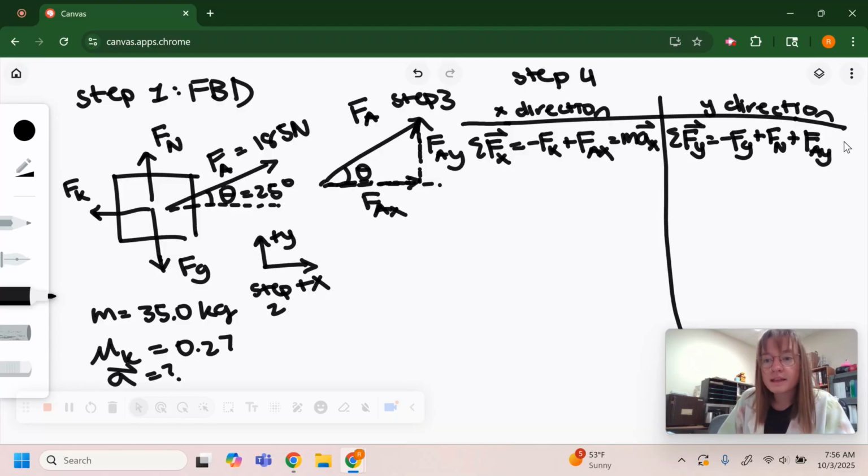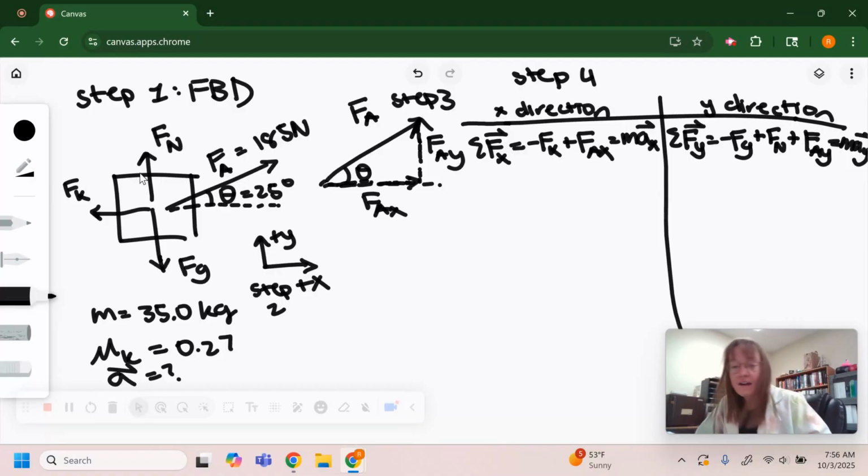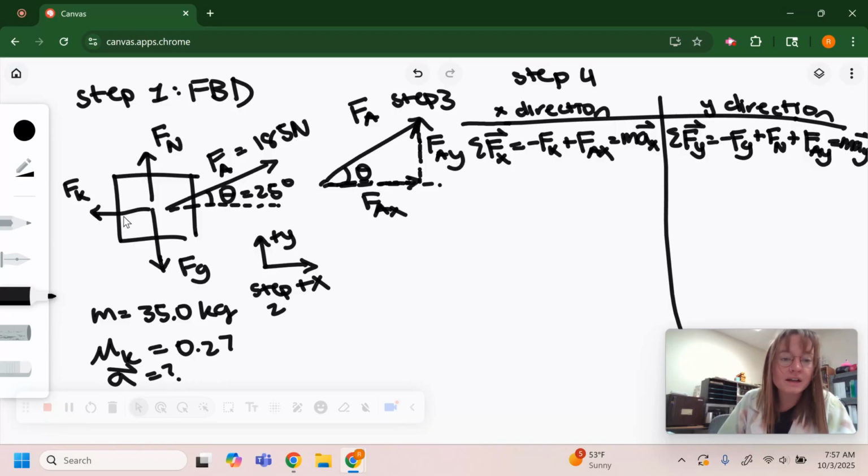And that's going to equal the mass times the acceleration in the y direction. Now, here are some questions. First question, is there acceleration in the x direction? You should say yes, because it asks, find the acceleration of the box. Fa is going to cause the box to speed up in the x direction.